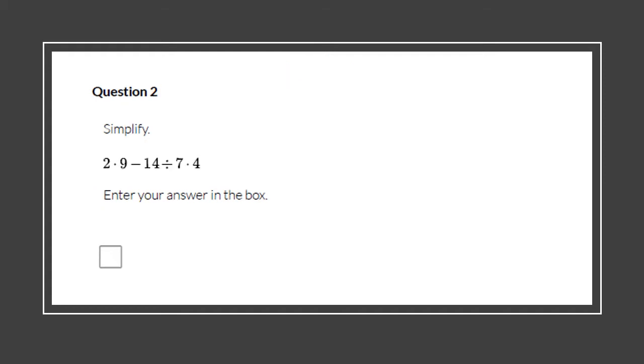Okay, question number 2. We're still going to follow, please excuse my dear Aunt Sally, or PEMDAS. The first thing we look for are parentheses. There's no parentheses in my equation, so I can get rid of that. Exponents. There are no exponents in my equation, so I can get rid of that. Now multiplication and division is left to right. So I see multiplication, division, and multiplication. So let's rewrite our problem.